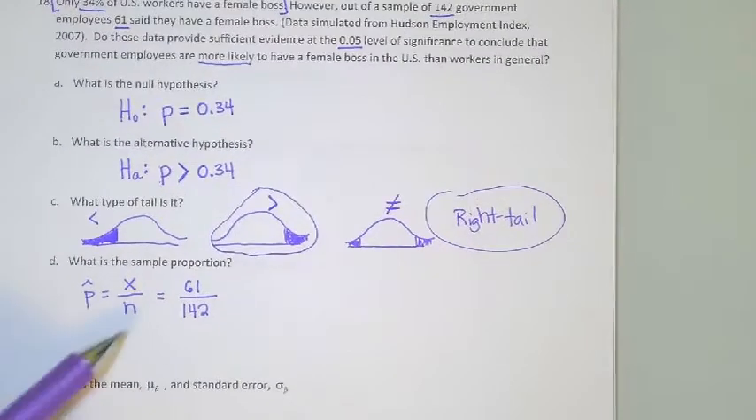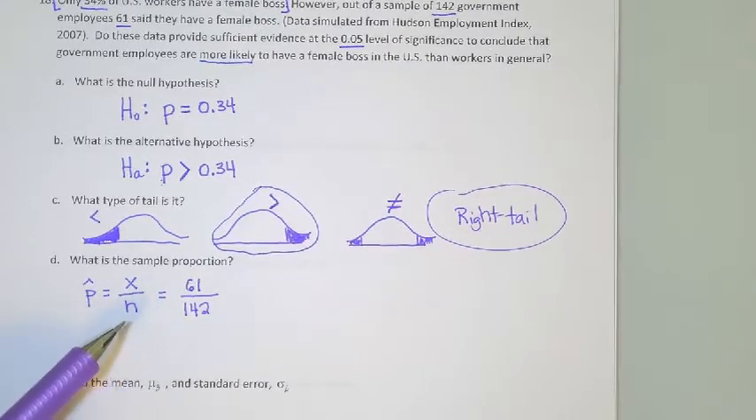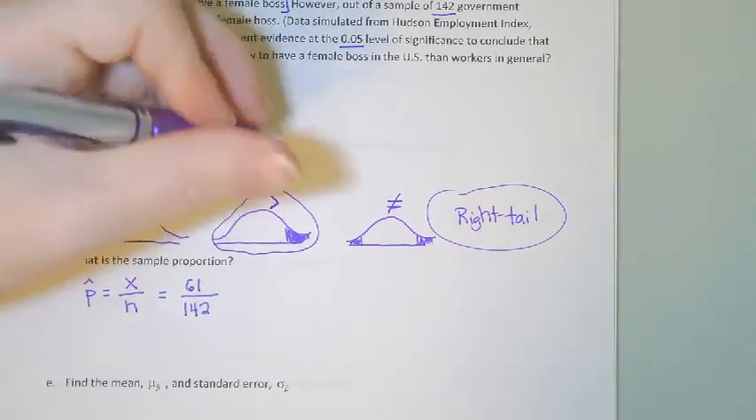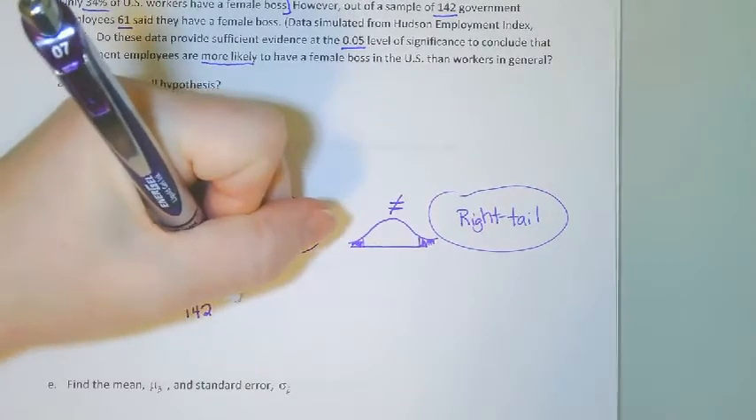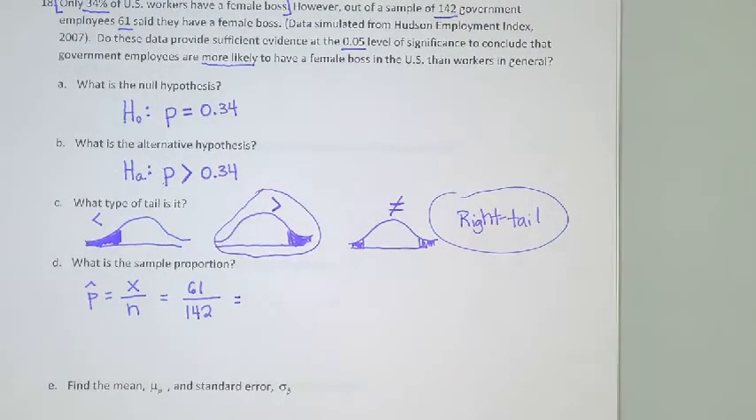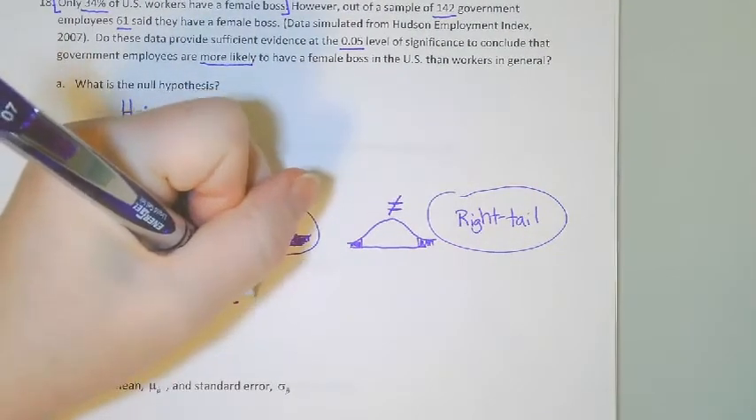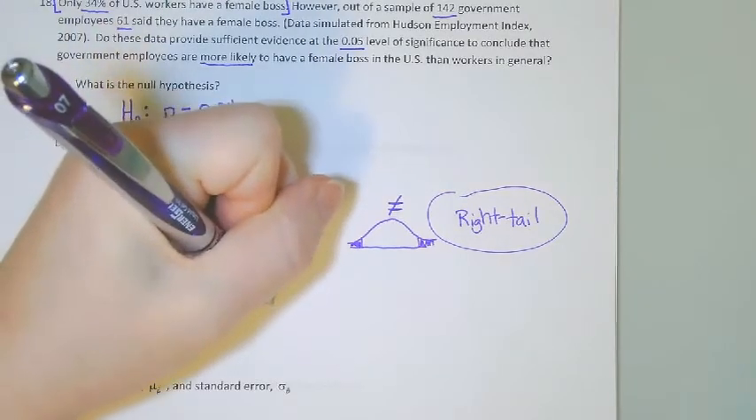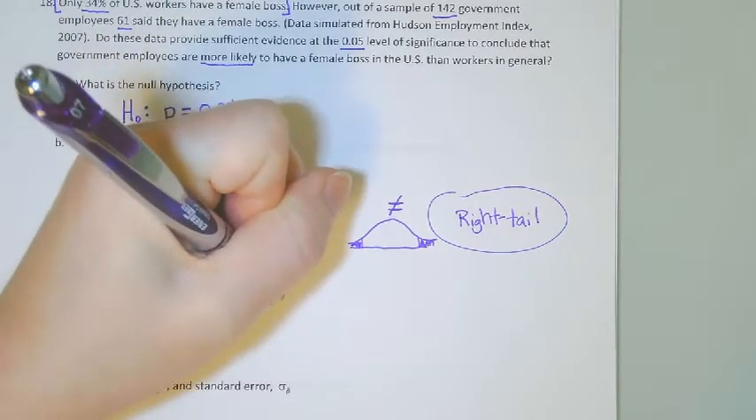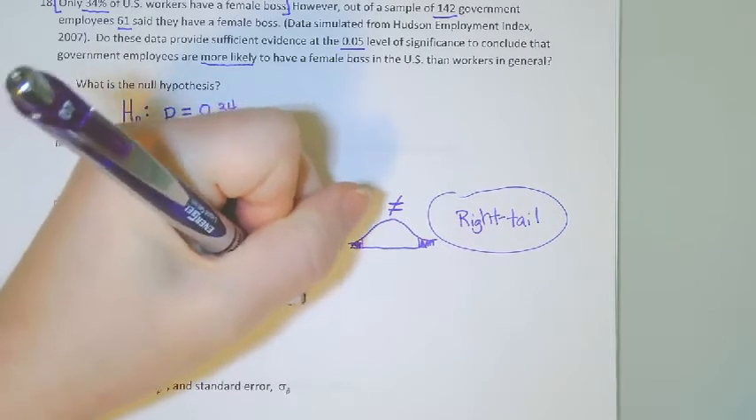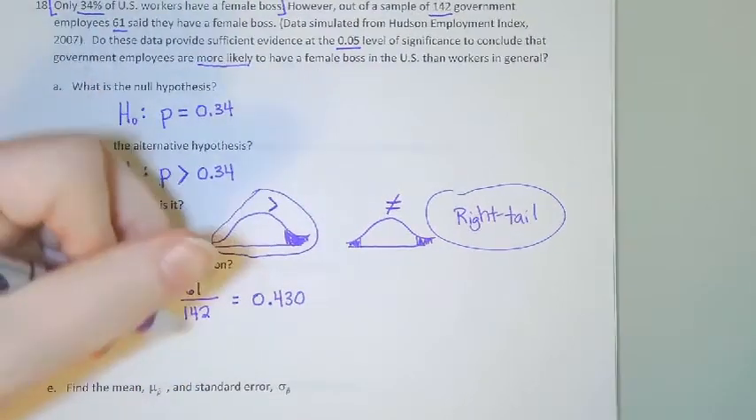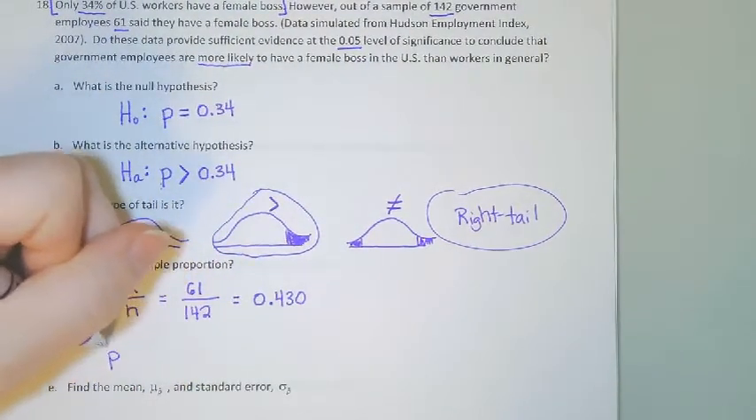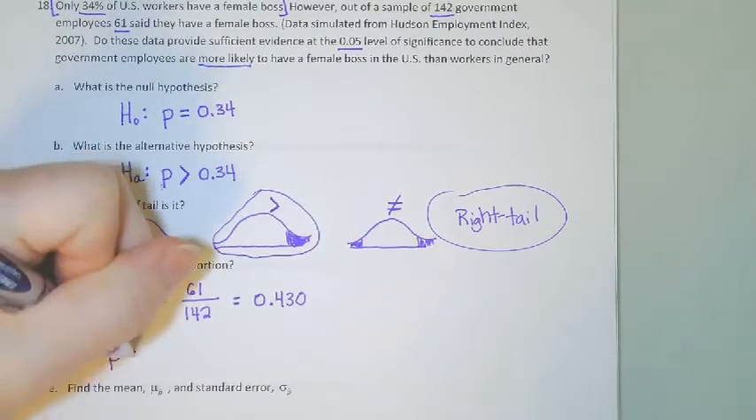Now I just need to type that into my calculator and round to 3 decimal places. And after doing that, I get the number 0.430. So that's what our sample proportion is.